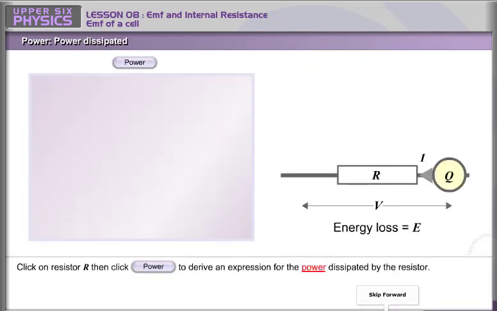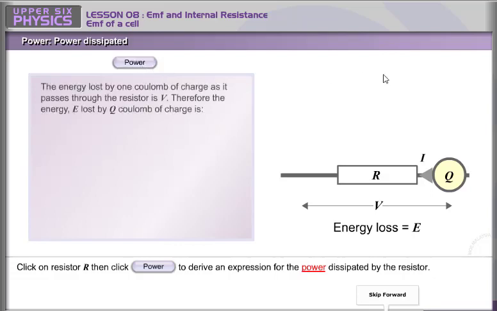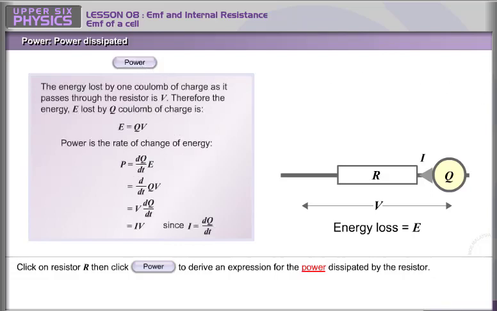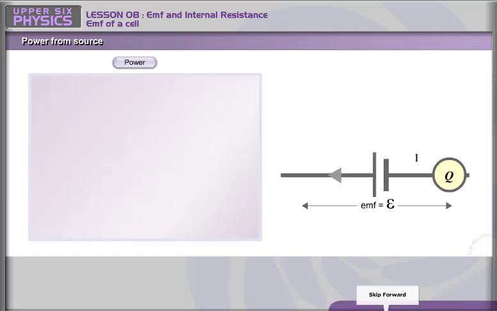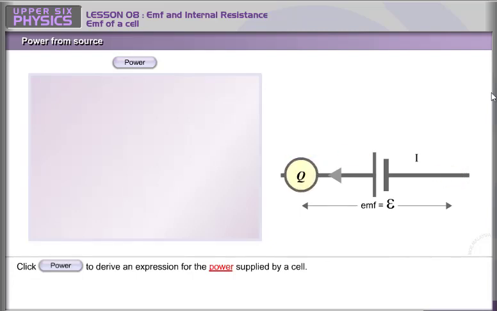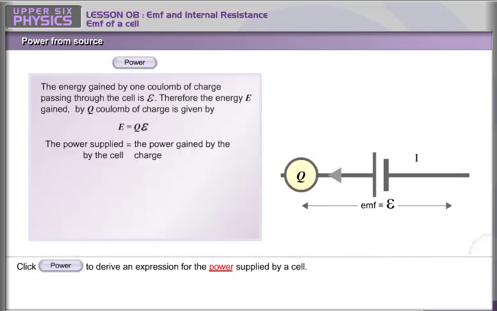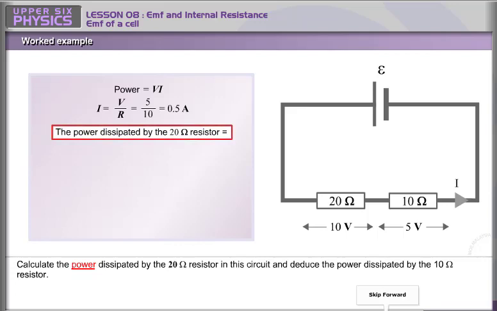Click on resistor R, then click the power button to derive an expression for the power dissipated by the resistor. Click the power button to derive an expression for the power supplied by a cell. Calculate the power dissipated by the 20 ohm resistor in this circuit and deduce the power dissipated by the 10 ohm resistor.